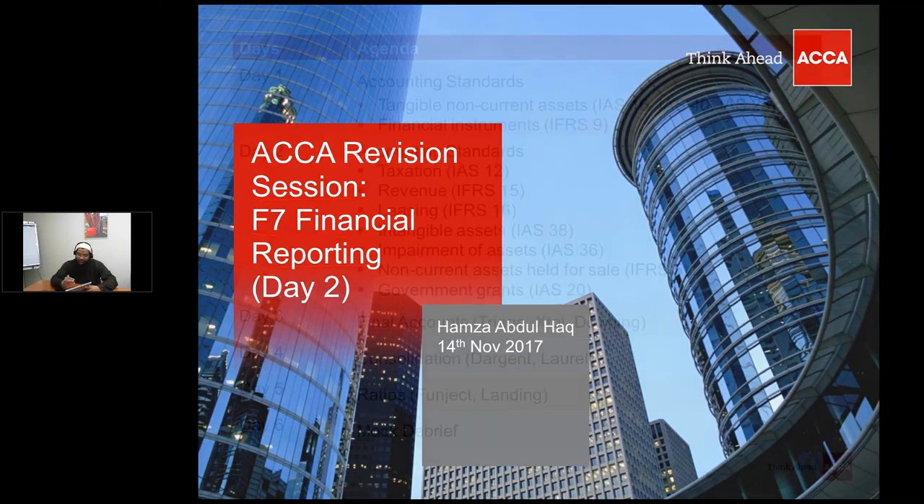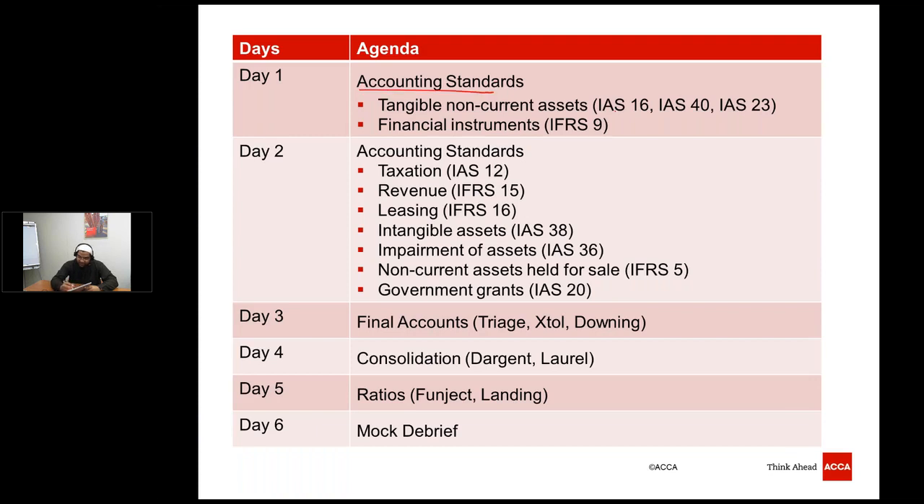In yesterday's session we discussed the accounting standards. We covered tangible non-current assets IAS 16, 40 and 23, and we had already covered financial instruments, but we were about to solve the questions and the session ended. So we will be continuing from the questions of financial statements.